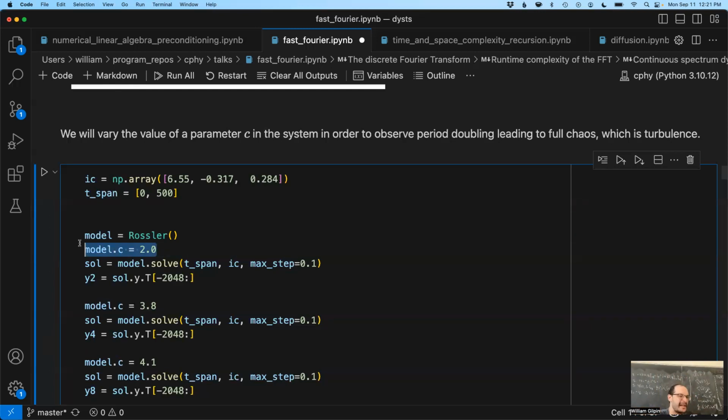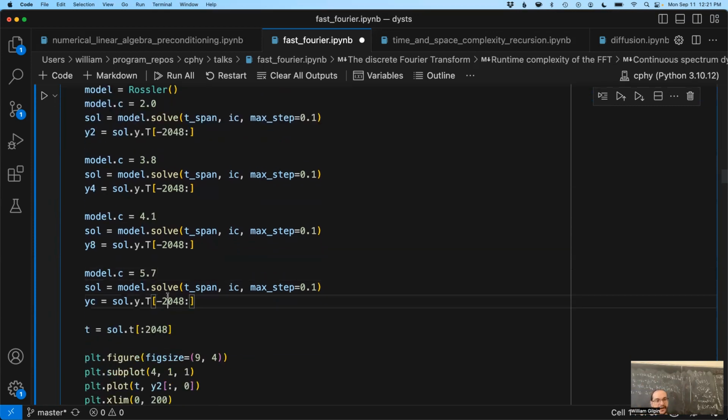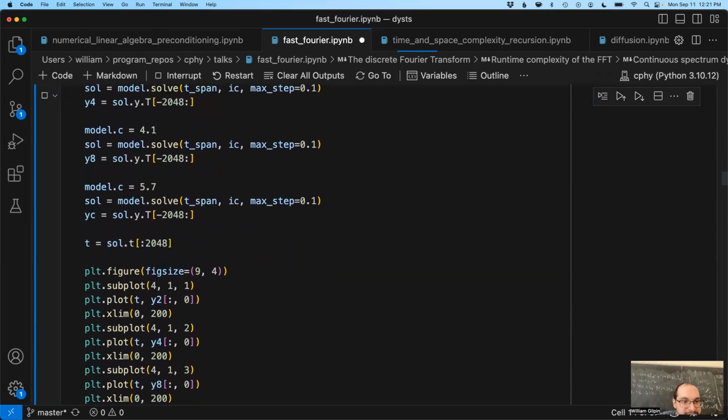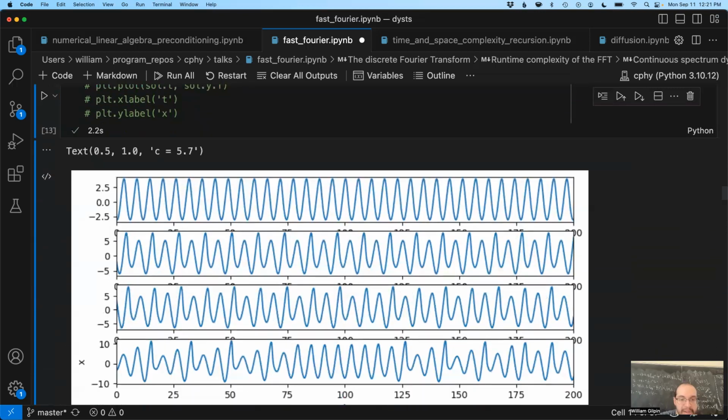So that's this model C that defines my differential equation. And I'm just going to simulate what the system does as I increase the value of that effective inner cylinder speed, which should give rise to turbulence. Okay, so I'm going to go ahead and run that. I think it ran. Okay, cool.